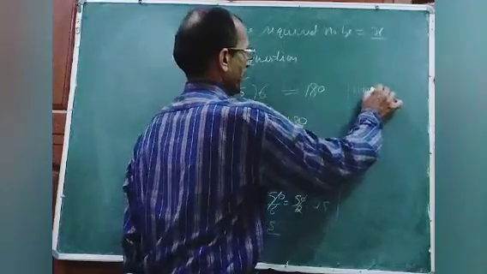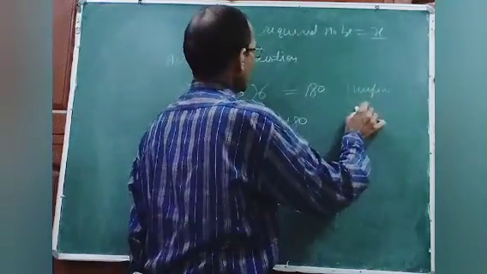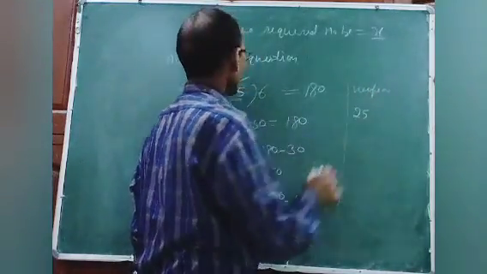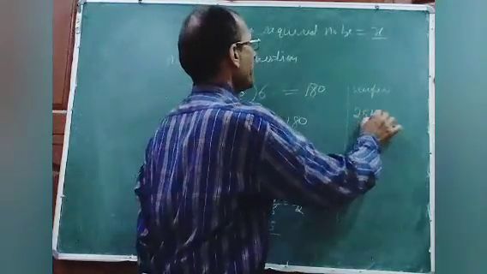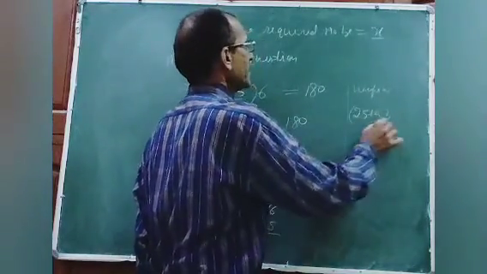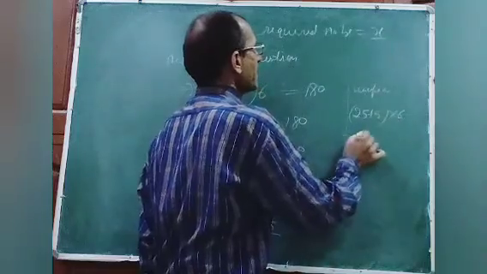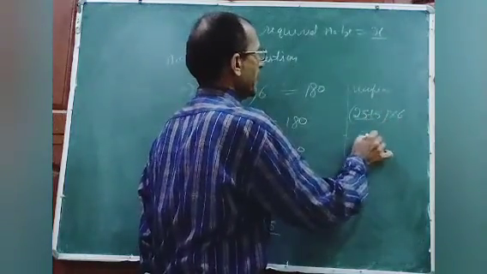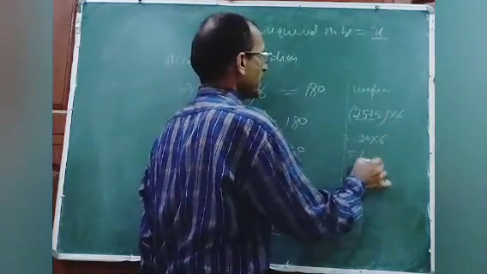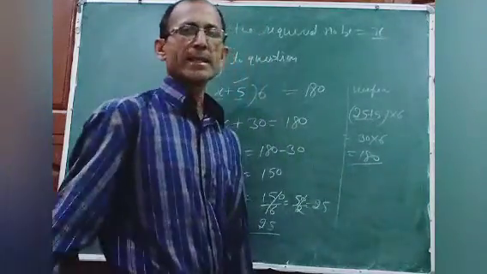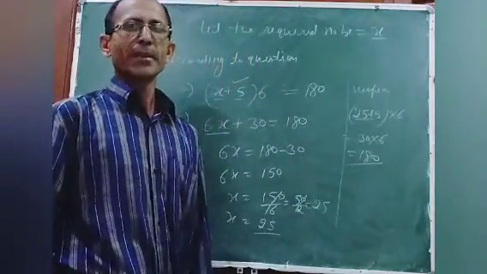Verification. 25 is the number. If I add 5, so 5 is added and multiplied by 6. 25 and 5 becomes 30. 30 multiplied with 6, so 180 is the result. So this is the required number.